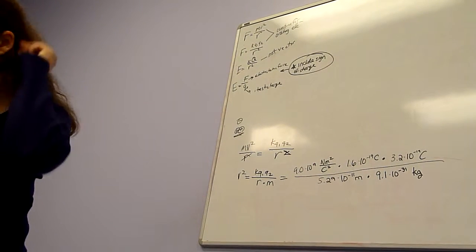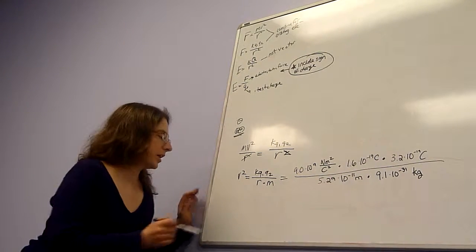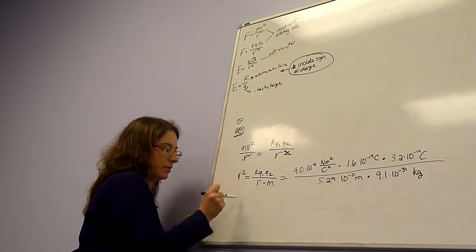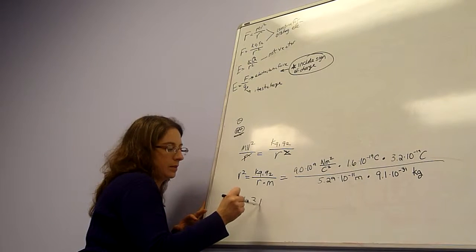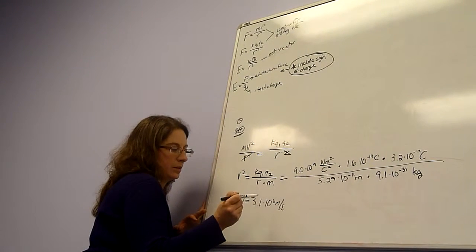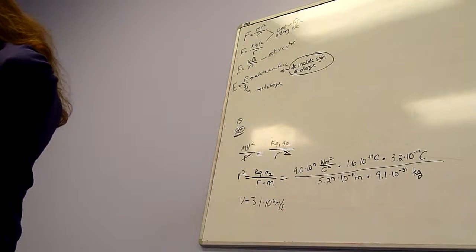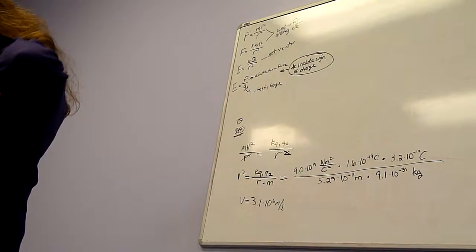Everyone plug and chug and get me an answer. Remember to take the square root of the answer once you get it. 3.1 times 10 to the 6 meters per second. That's what I get. Alright, so we know.